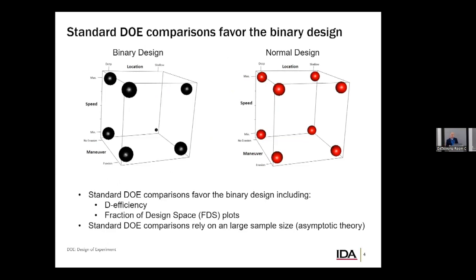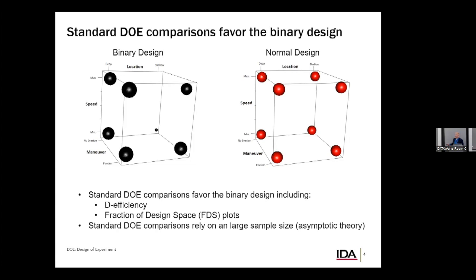So let's take a look at a notional example of how these two designs would come out. So the binary design over here in black, let's say that we had three condition effects that we were interested in: the speed of the target boat, the location of the target boat (was this in deep or shallow water), and then was it employing evasive maneuvers or not? So we have two categorical and one continuous factor here.